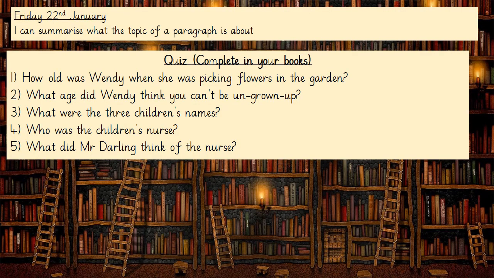So let's have a look at the quiz. This will need to be completed in your books. So write the subheading of quiz and underline it. And then use the text to help answer these five questions. First of all, how old was Wendy when she was picking flowers in the garden? What age did Wendy think you can't be ungrown up? What were the three children's names? Who was the children's nurse? And what did Mr. Darling think of the nurse? Pause the video here whilst you complete this quiz.